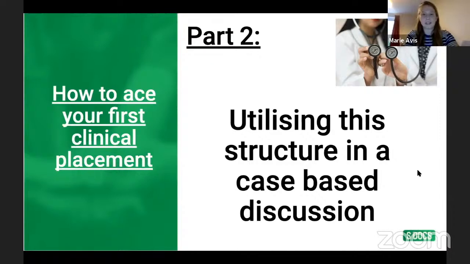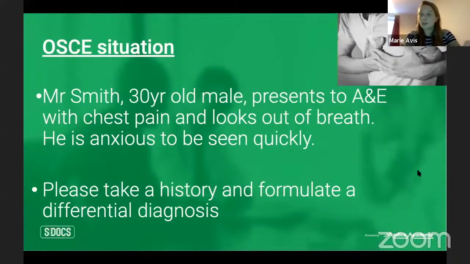But let's get started. We've got the same situation as from the first one, which we're going to run through. Mr. Smith, a 30-year-old male, presents to A&E with chest pain. He looks out of breath and he's anxious to be seen quickly. Please take a history and formulate a differential diagnosis.